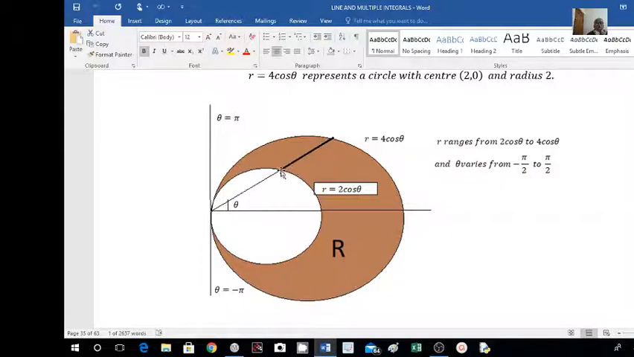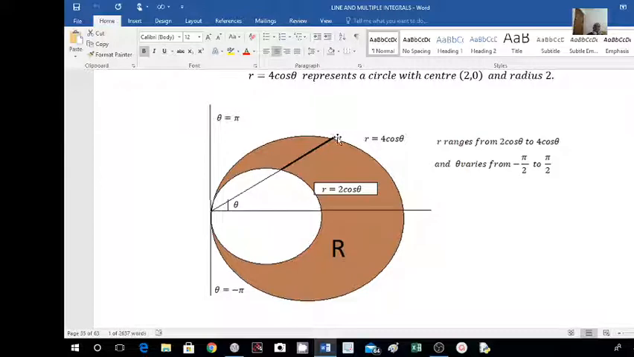So what is the value of R here? R is nothing but 2 cos theta here. That is, R starts from 2 cos theta and ends at this point. What is the value of R on this circumference here? It is 4 cos theta. That is, R ranges from 2 cos theta to 4 cos theta.